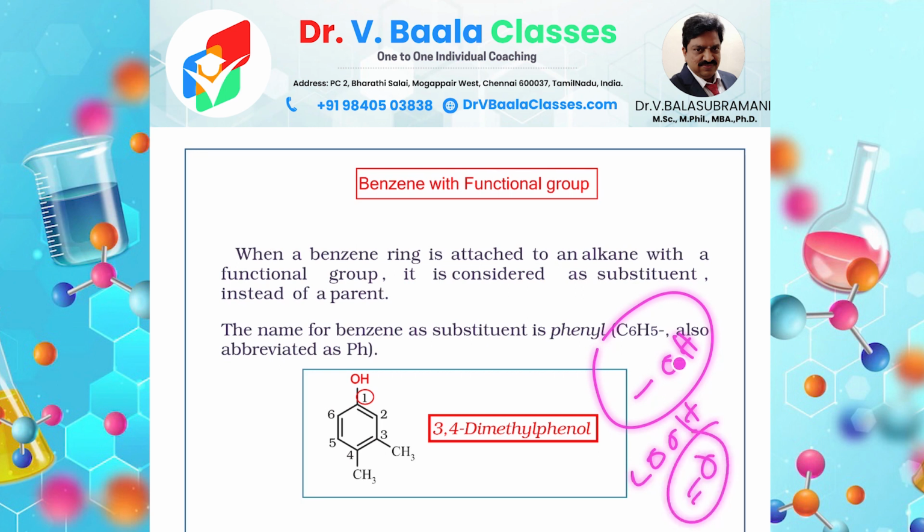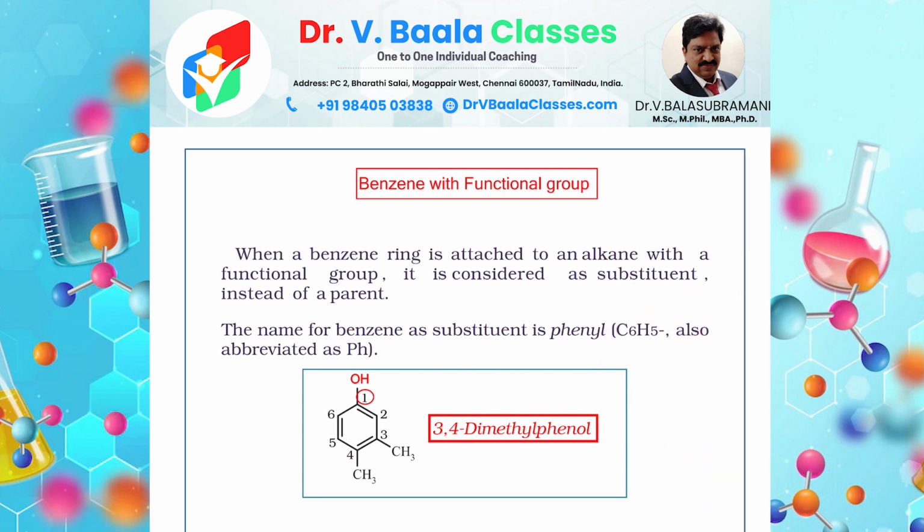That is why the carbon attached with the functional group gets the least number. That is why OH is given the first number. That's why number 1 is always given to OH. The remaining 2 methyl groups are attached to the 3 and 4 carbon atoms. That's why this is called phenol. Benzene attached to OH is called phenol. The name is phenol.